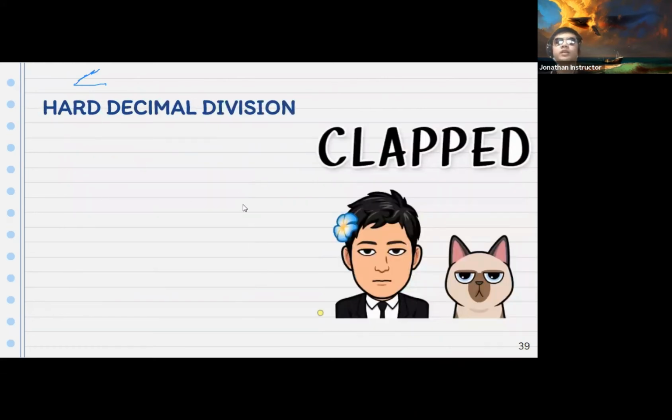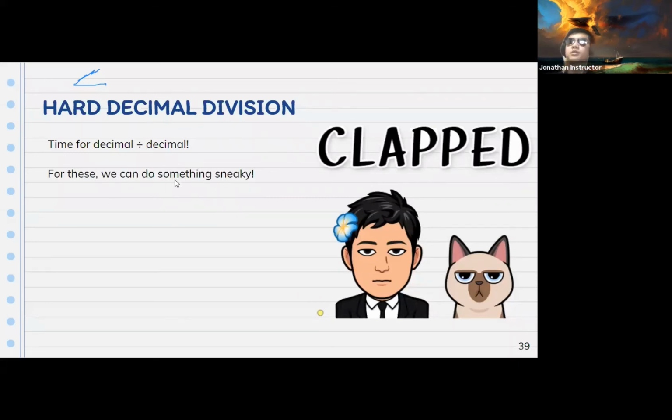So now, hard decimal division. Let's do a decimal divided by a decimal. This is going to be the hardest thing we're going to learn today. It's not too hard, not like what we learned last time, which I think was super hard. So it's a decimal divided by a decimal. For this, we have to think sneakily.